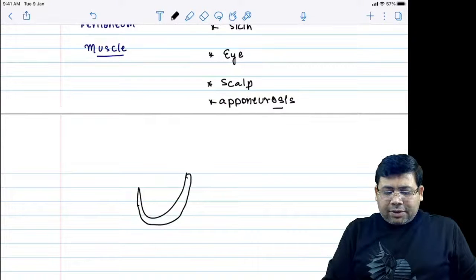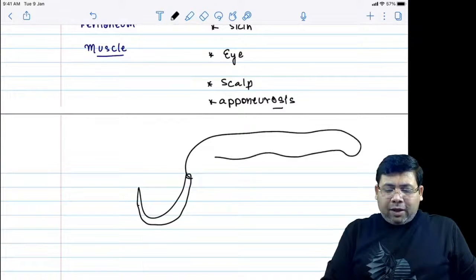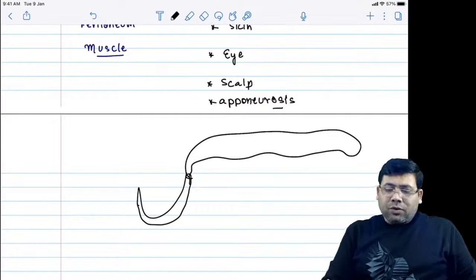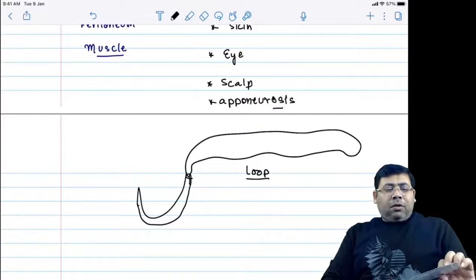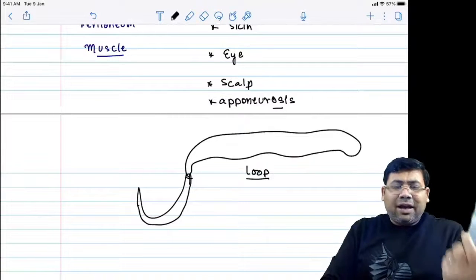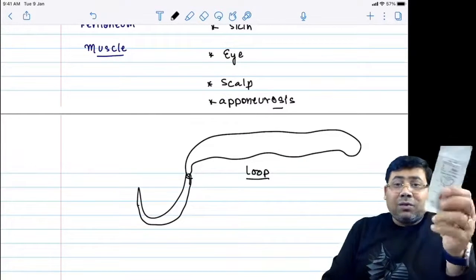Suppose this is a needle. This is a needle, and then you have this as a suture. This is what is a loop. Are you getting? This is a loop. Always remember. So where do we use it? This is the ideal suture that we use, and that's known as mass.